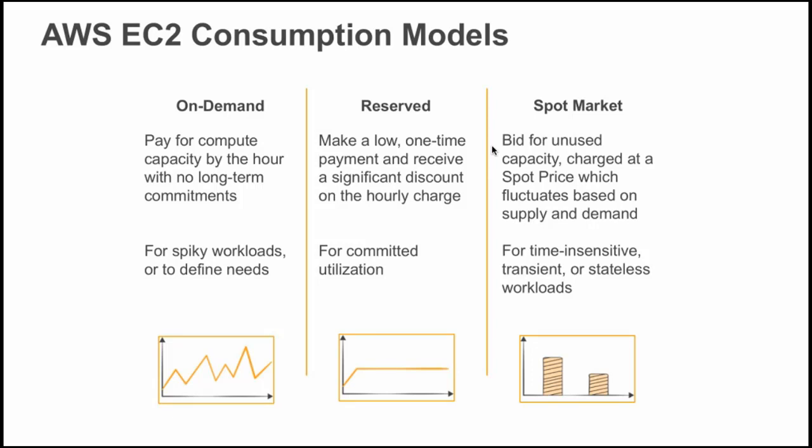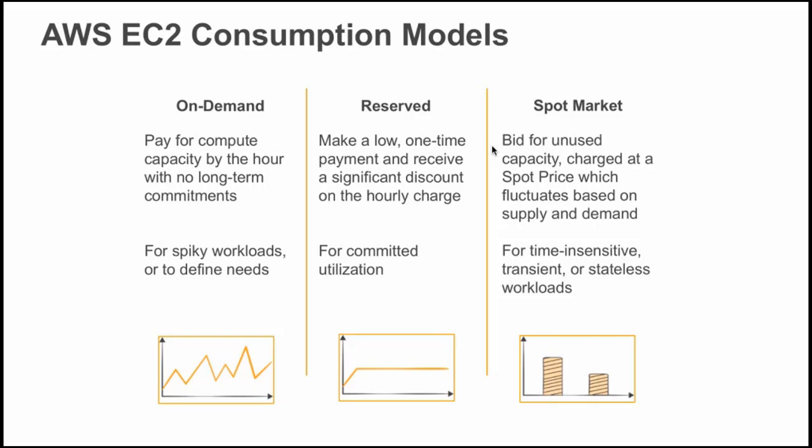The second is reserved instances, right? Once you've locked in on what you need in terms of capacity for a given period of time, you can reserve instances, essentially reserve physical hardware in our data centers. And in exchange for that reservation, we give you a pretty significant discount over a 1 year or a 3-year period. And reserved instances are great for committed utilization where you'll be running workloads essentially 24/7 for that period of time.